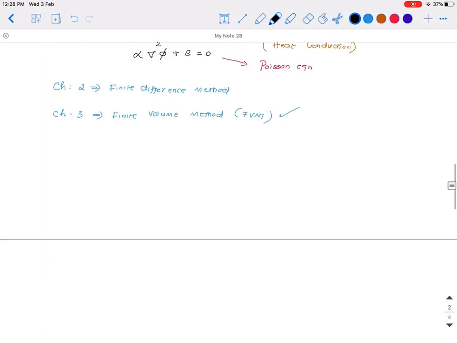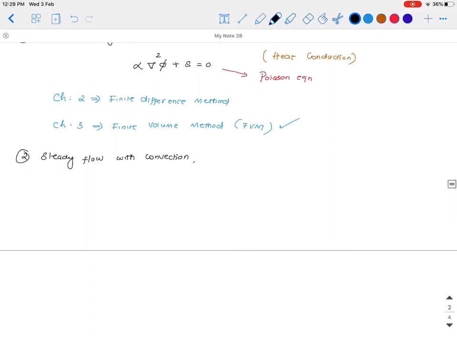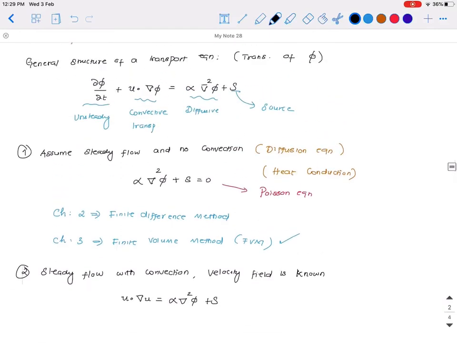And as the next step, we assume steady flow, but now we consider convection. We make an assumption that the velocity field is known. Velocity field is known to us. Somehow we know the velocity field and we are going to solve this convection diffusion equation. So in the general transport equation we have only neglected the unsteady term.